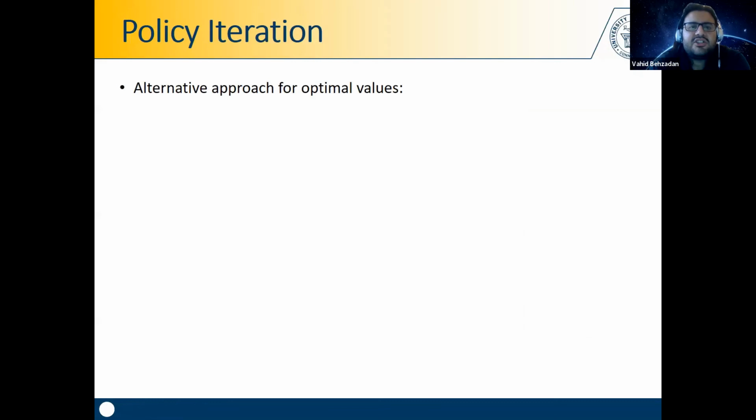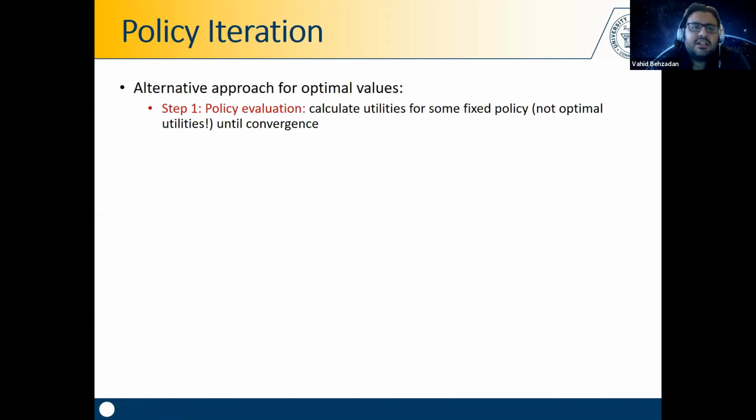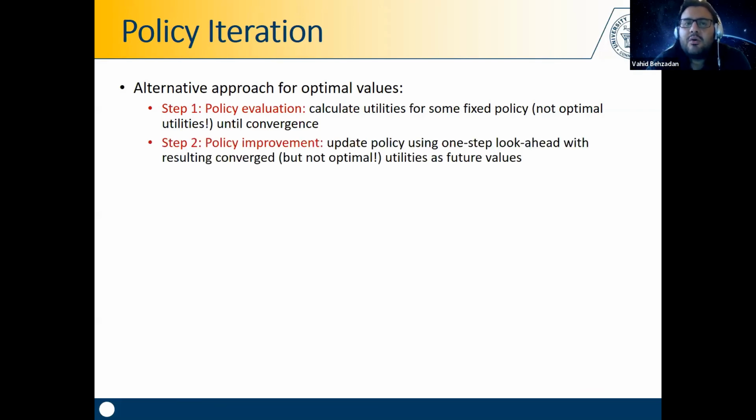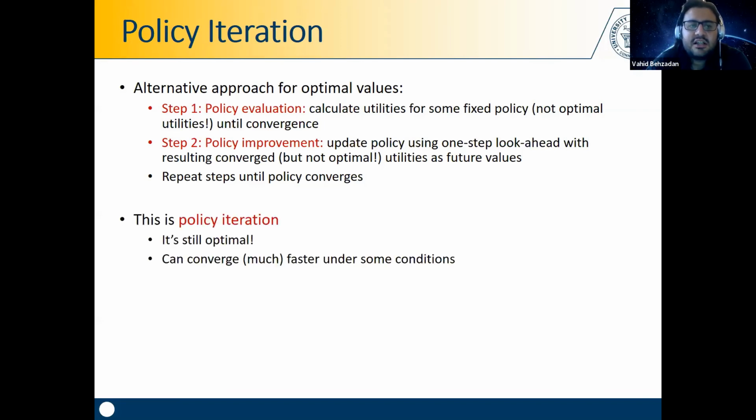So an alternative approach for optimal values is policy iteration. The first step in policy iteration is policy evaluation. Calculate utilities for some fixed policy. And it's not the same as optimal utilities. We're dealing with pi, not pi star, until convergence. And in step 2, we improve our fixed policy. We update the policy using one step look ahead with resulting converged, yet not optimal utilities as future values. What does it look like mathematically? And we repeat these steps until the policy converges. We'll get to that in a second. This is called policy iteration. It's still optimal. We still get to the optimal policy, but it can converge much faster under some conditions.